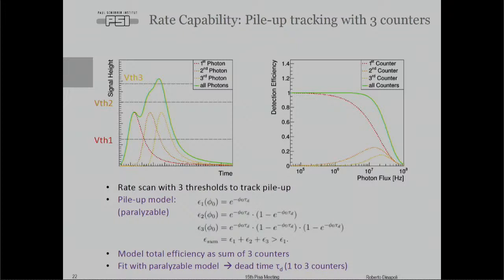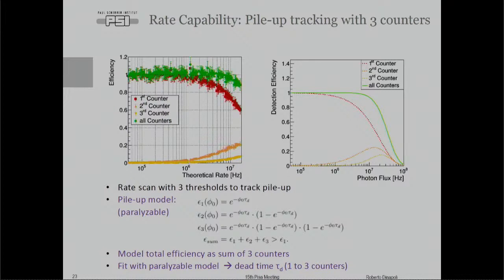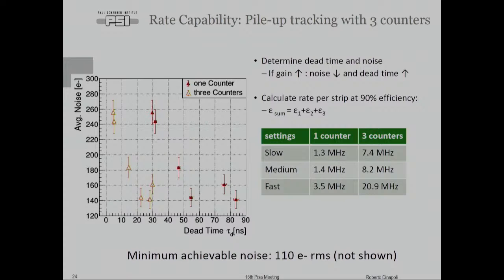You can model all this with an extended variation of the paralyzable counter model and extract a dead time for 1, 2, or 3 detectors. And then if you compare this with reality, you can see that our measurements match pretty well what happens in our simulations.